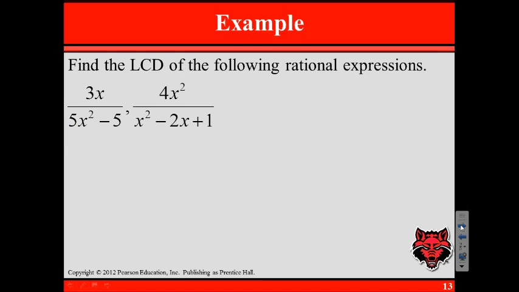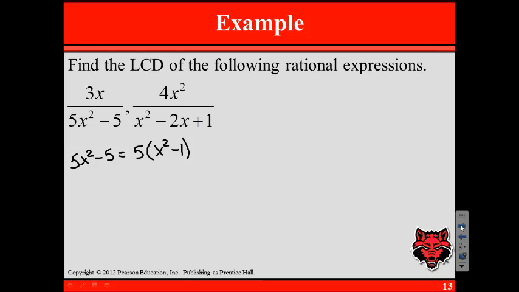We have 5x squared minus 5 and x squared minus 2x plus 1. We're trying to find the common denominator between these two expressions. Let's start by factoring 5x squared minus 5. And this will be a two-step process. First, we see we have a GCF of 5, so we factor out the GCF. We have 5 times x squared minus 1.